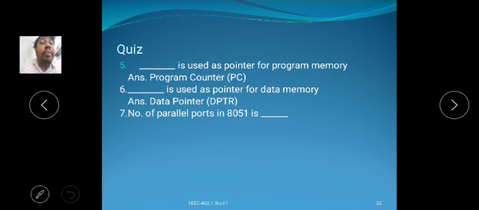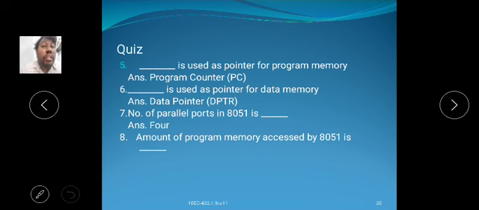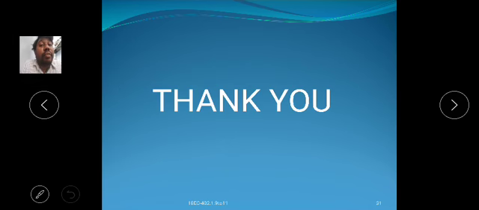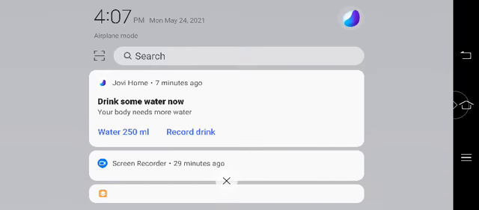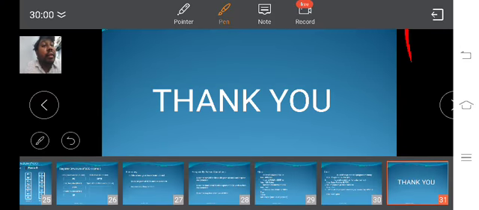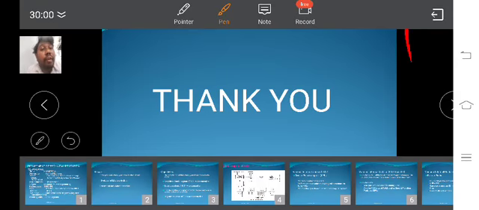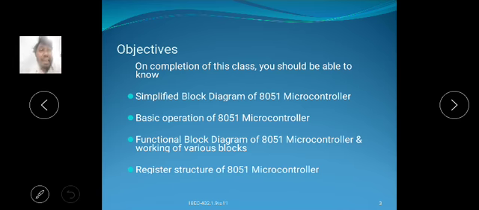Number of parallel ports in the 8051: the 4 parallel ports. The amount of program memory accessed by 8051 is 64 kilobytes. In the class, I think all of you understood the important discussions. Again, I am repeating the same thing: the simplified block diagram of 8051 microcontroller.